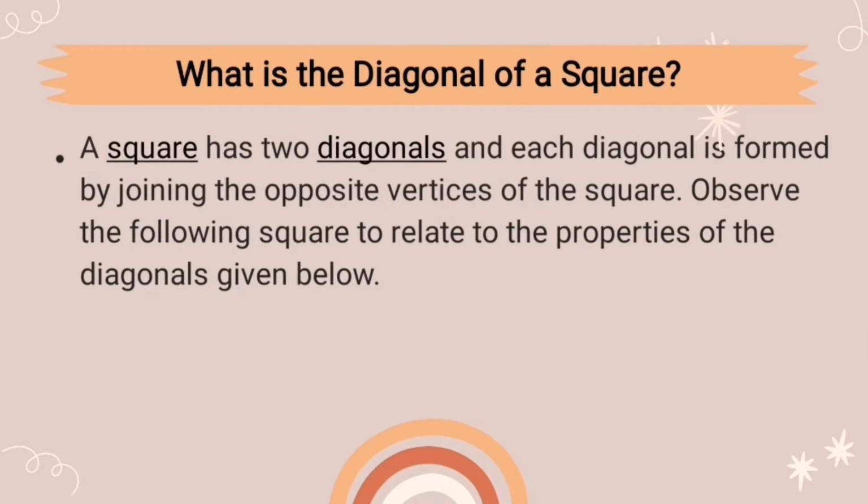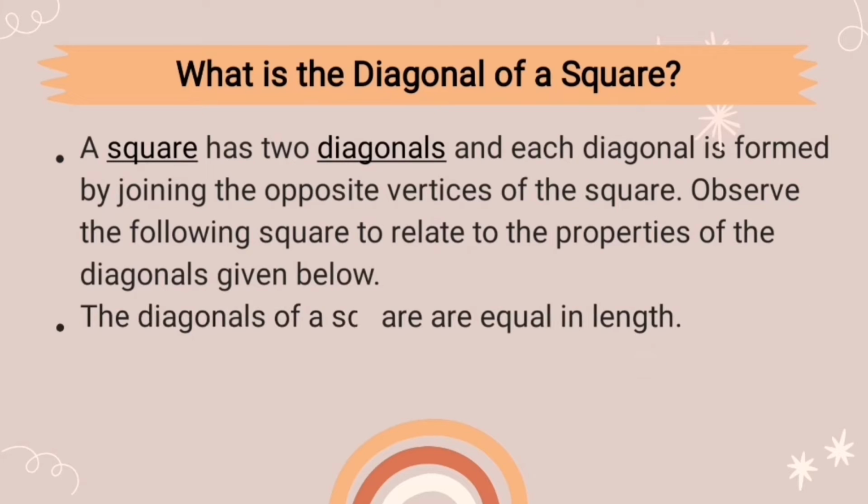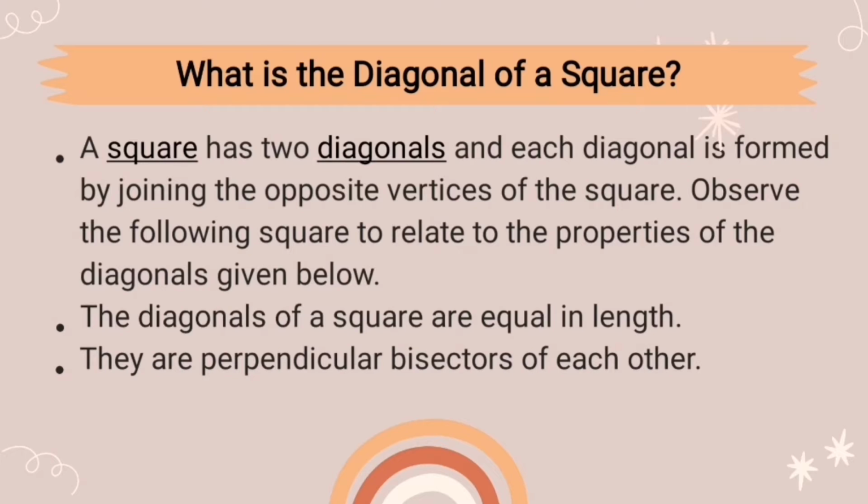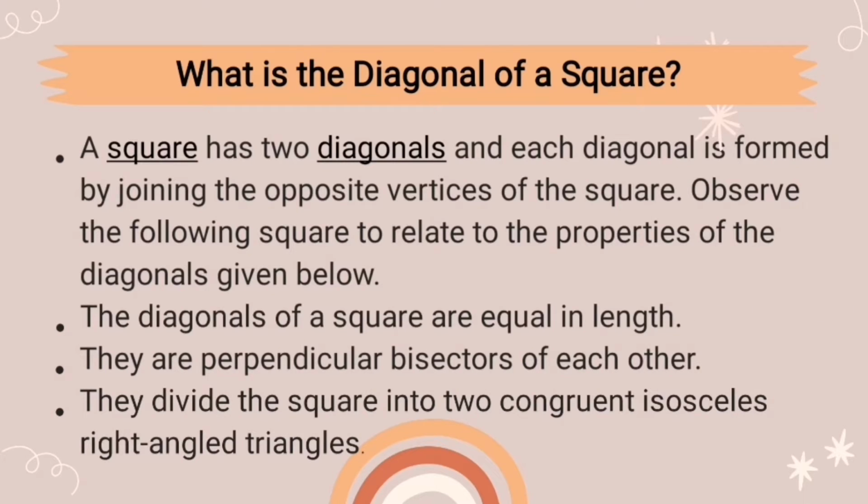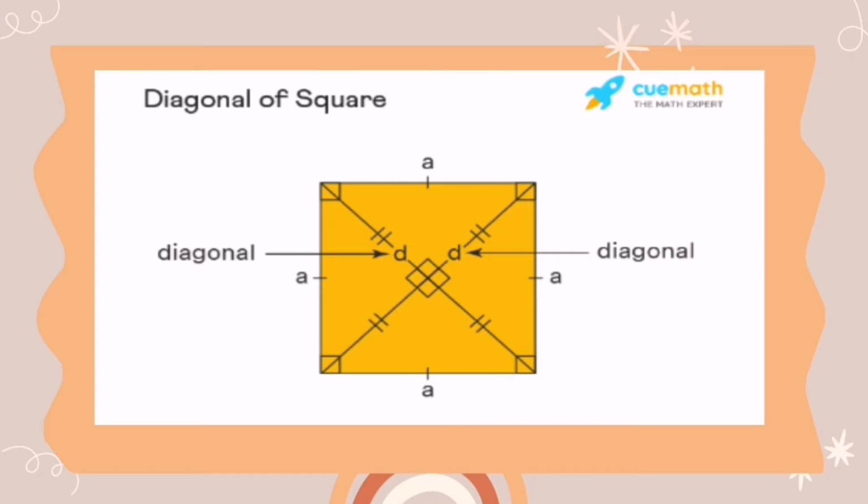What is the diagonal of a square again? A square has two diagonals, and each diagonal is formed by joining the opposite vertices of the square. Observe the following square to relate to the properties of the diagonals given below. The diagonals of a square are equal in length. They are perpendicular bisectors of each other. They divide the square into two congruent isosceles right-angled triangles. So the picture here is an example of the diagonals of a square. You see the diagonals, they're congruent, and the opposite angles.